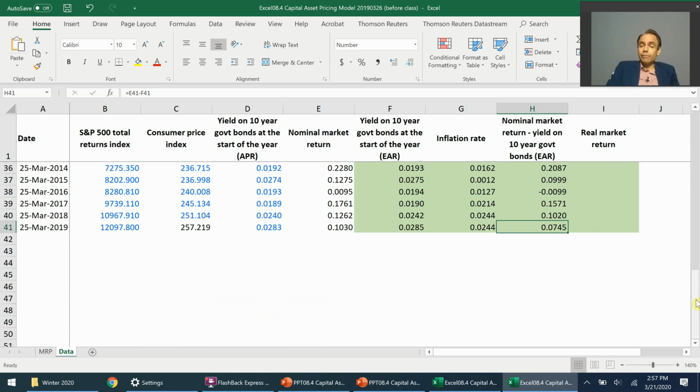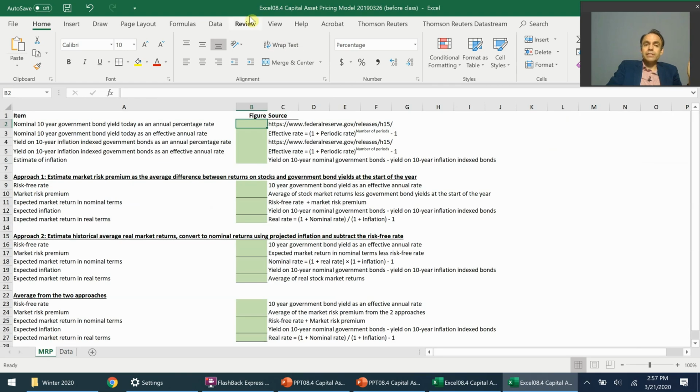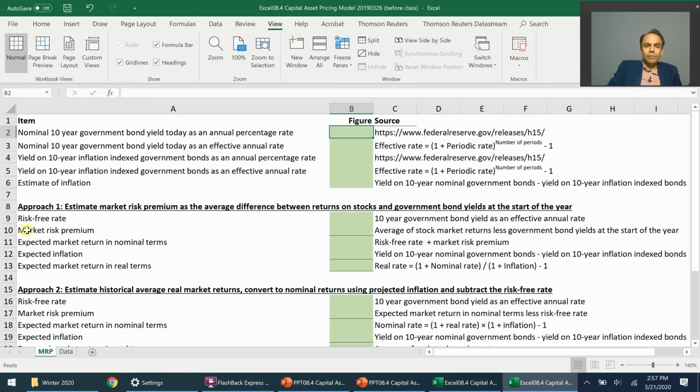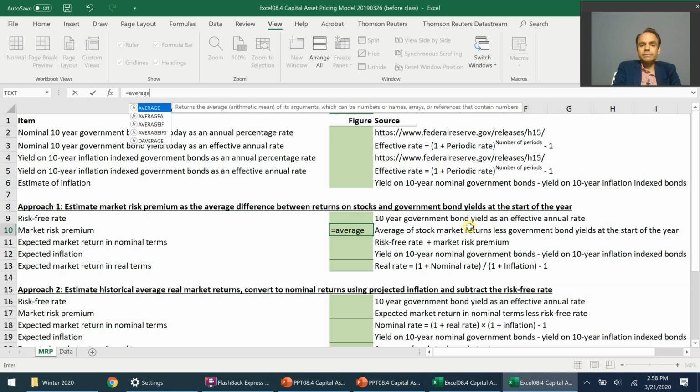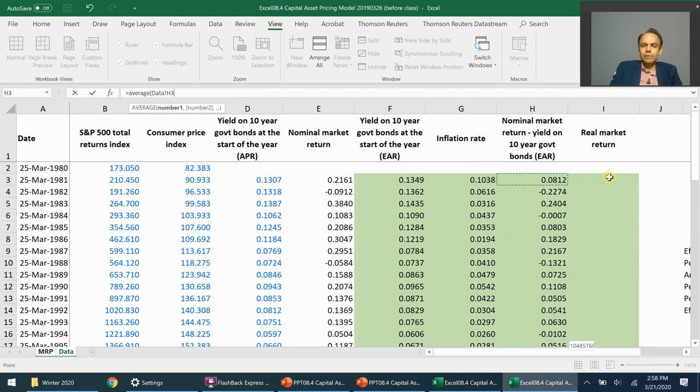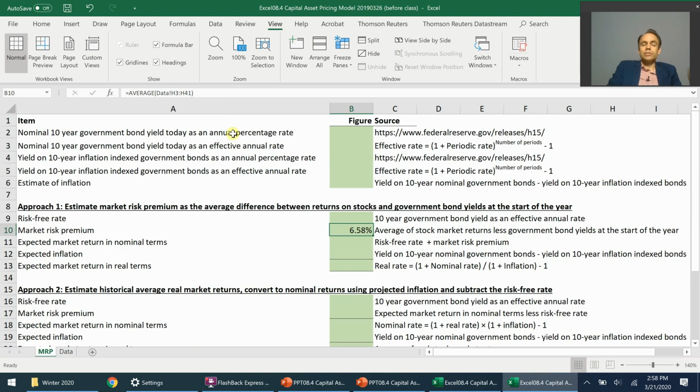That's going to give me one estimate of the market risk premium, because I've worked out, for every single year, market returns minus the risk-free rate. On the market risk premium tab, I can then take an average. So if I go to that tab, I can look at approach 1, which is going to be the average of stock market returns less government bond yields at the start of the year. So I'm going to take an average of what you can see in the data tab from column H, cell H3 to H41, and that average is 6.58%. That tells me that on average, using all the historical data that I have in this exercise, the market returns were 6.5% above government bond yields.